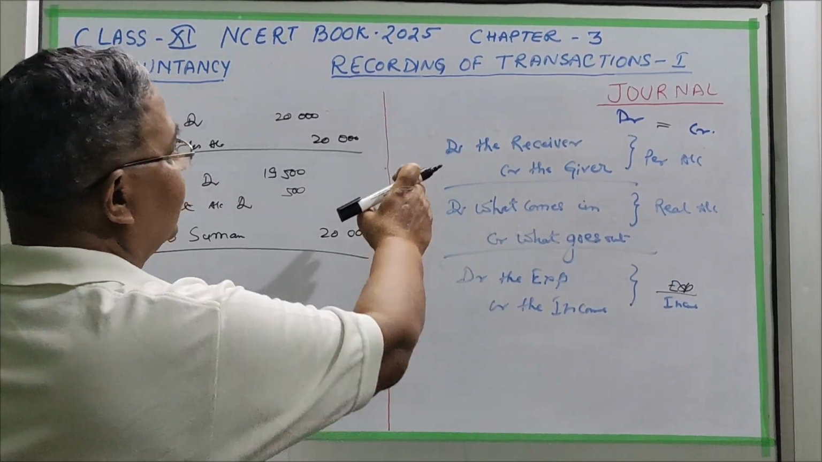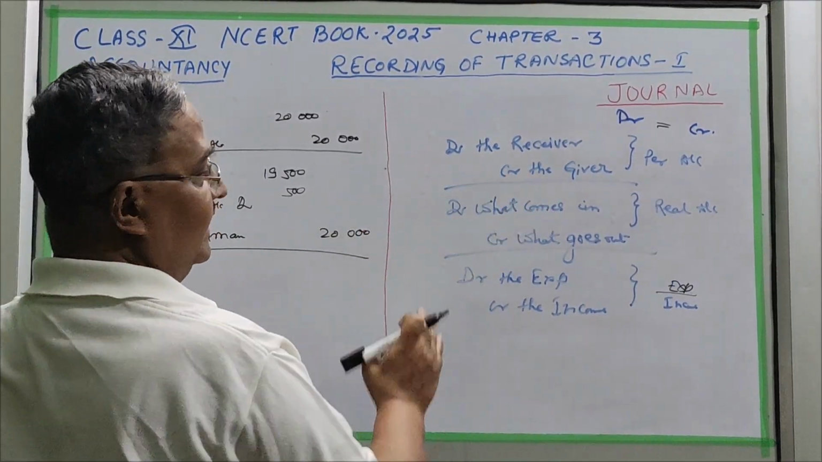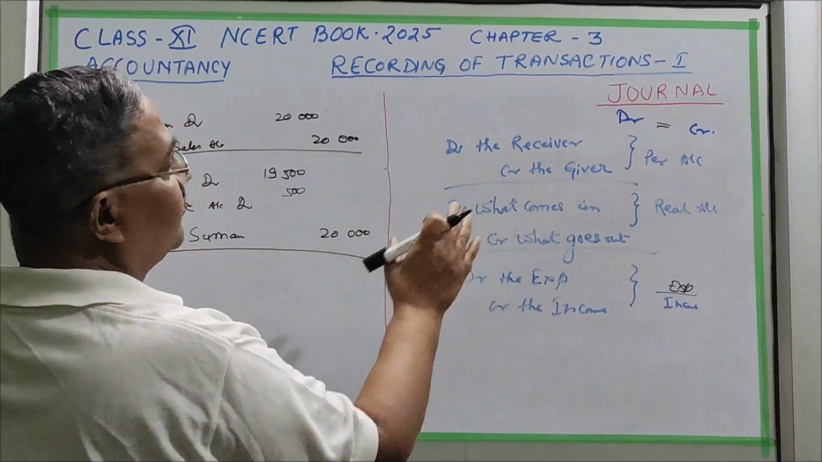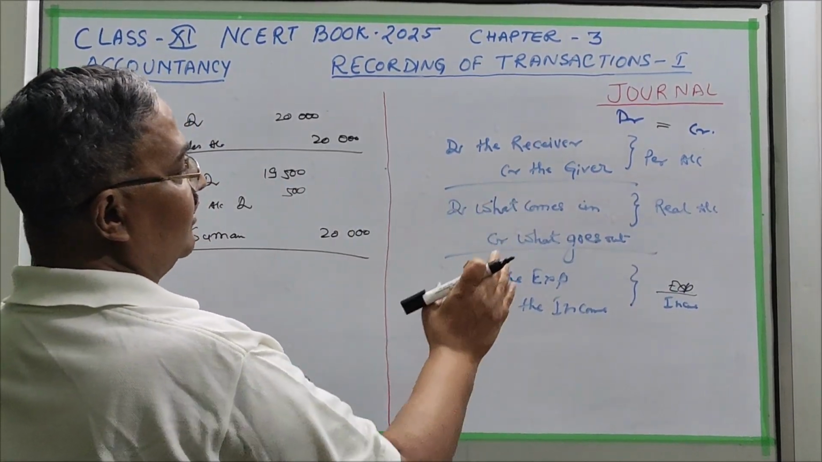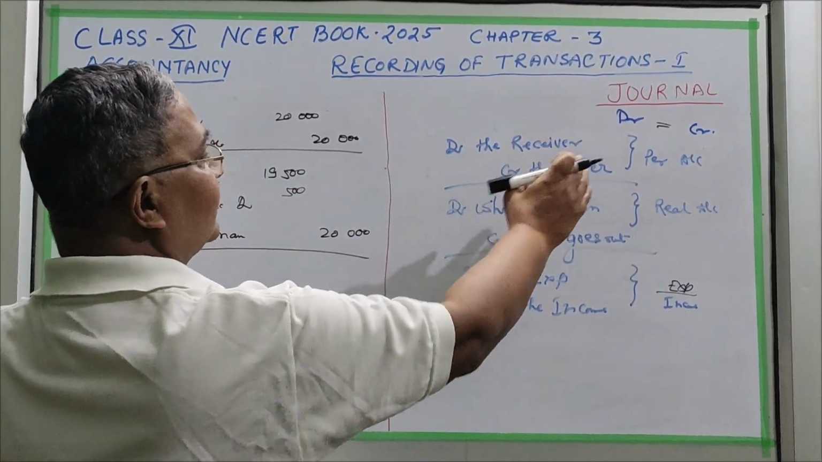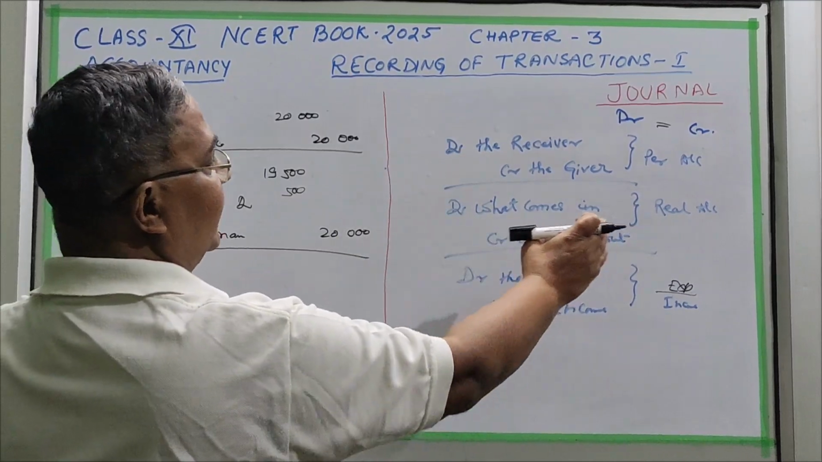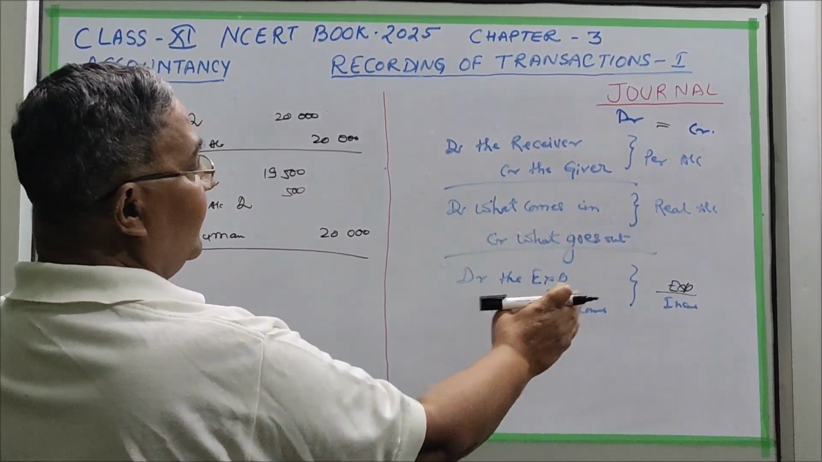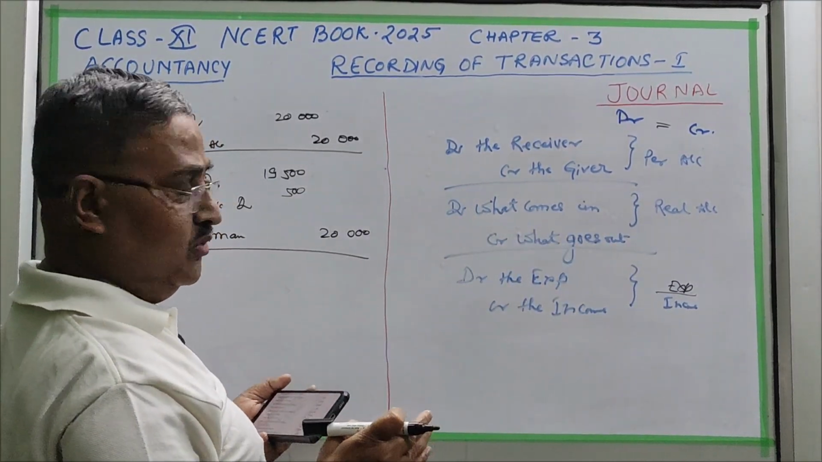Make a practice based on this: debit the receiver, credit the giver. In every entry you try to find out which accounts are involved. If personal account is involved, what is the rule? If real account is involved, what is the rule? If income and expenditure is there, what rule is there?